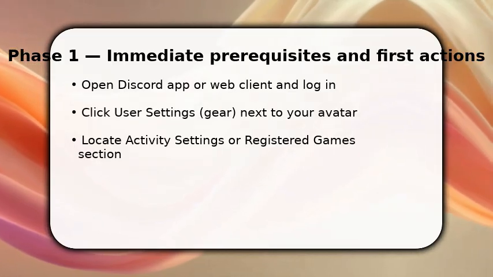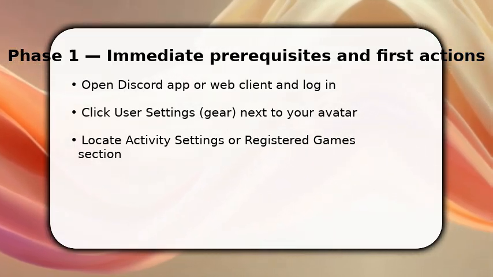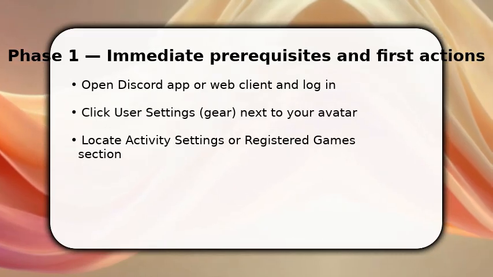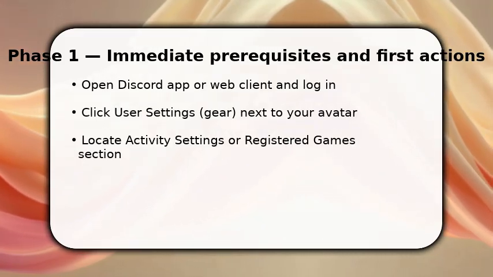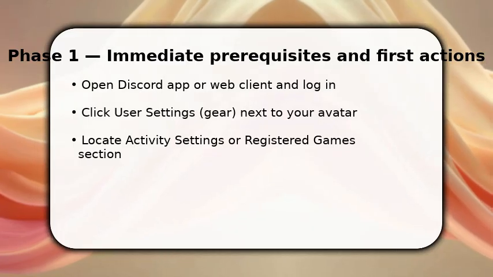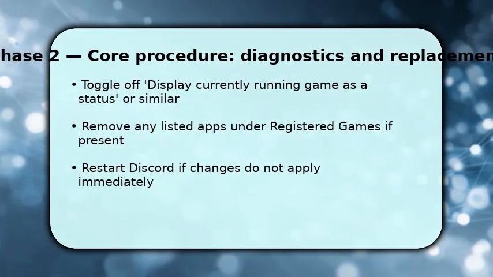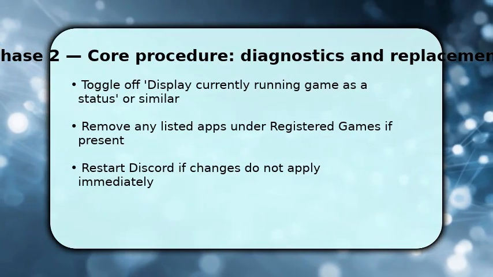Scroll down to activity settings or registered games immediately. That is the control area that lists detected apps. Once you see it, pause, do not close the window, because the next step removes visibility of the running game from your profile. Now you will turn off the specific game visibility option.